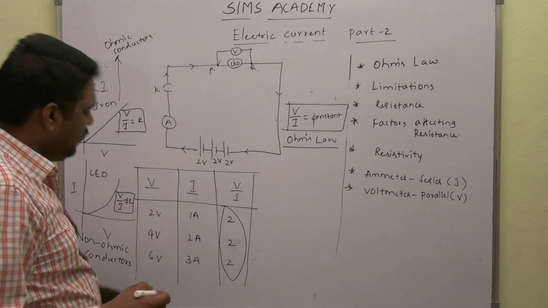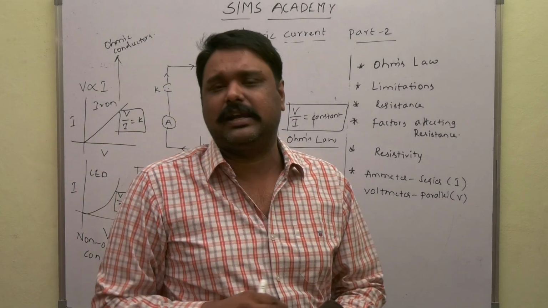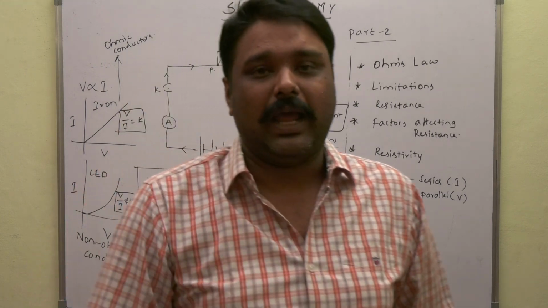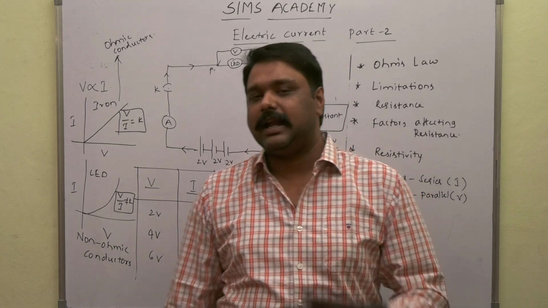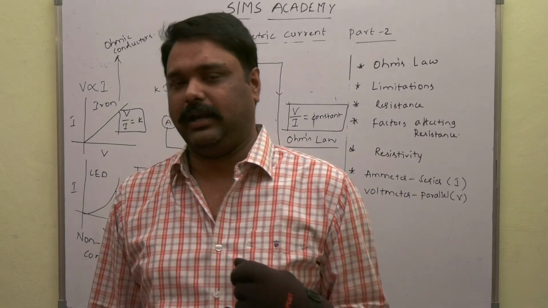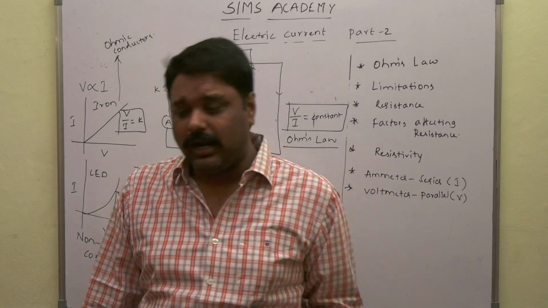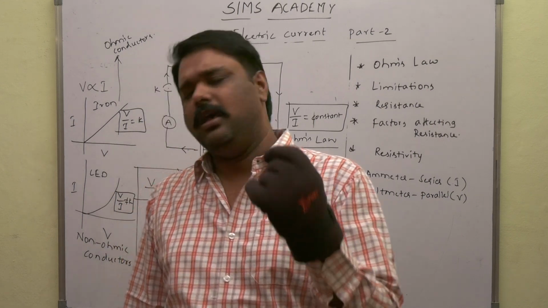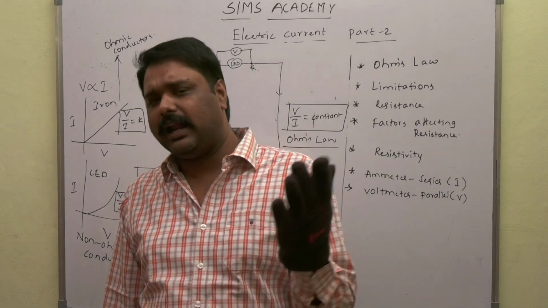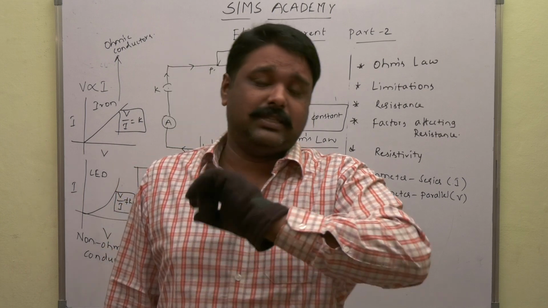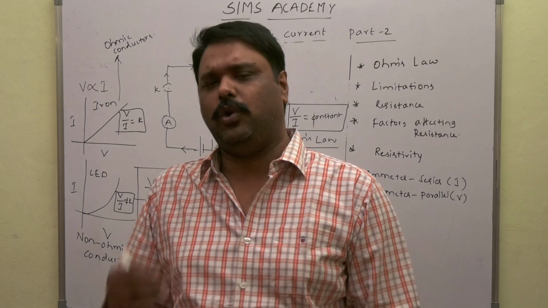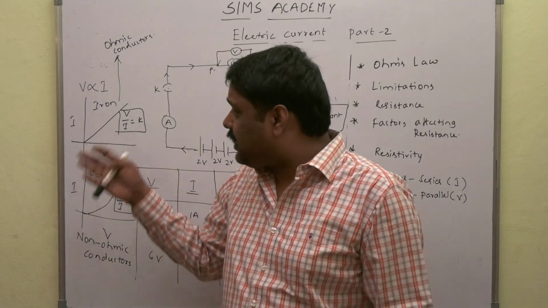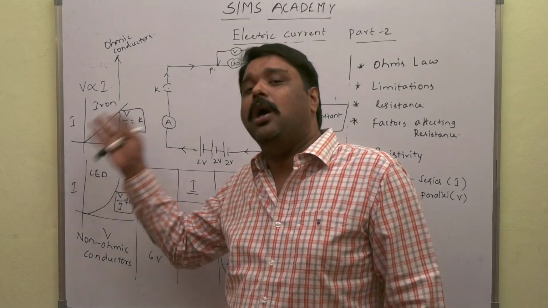Now finally I have classified the conductors into two types based on Ohm's law. Number one, ohmic conductor, and number two, non-ohmic conductor. What are ohmic conductors? Generally all metals are very good conductors and they obey Ohm's law, hence they are considered to be ohmic conductors. How do we get the graph in case of the ohmic conductors? The graph is a straight line which passes through the origin.